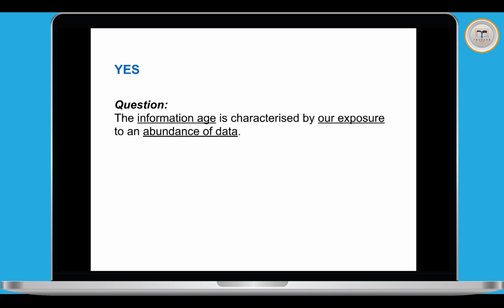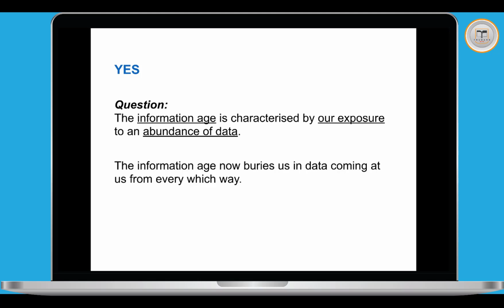Then we go to the passage. The information age now buries us in data coming at us from every which way. This is easy. We saw the information age, and now we can see buries us in data. That means the same as an abundance of data. There's too much data. And one other keyword that you can see there is we've got our in the question and us in the answer as well. They're just making sure that we're talking about the same people. Let's move on to a false answer now.